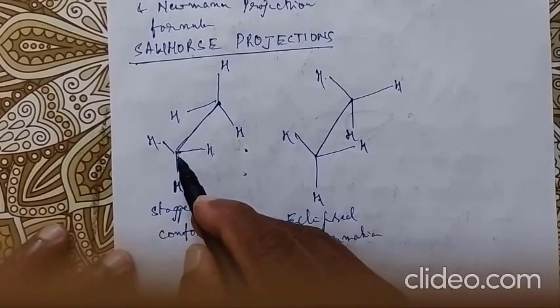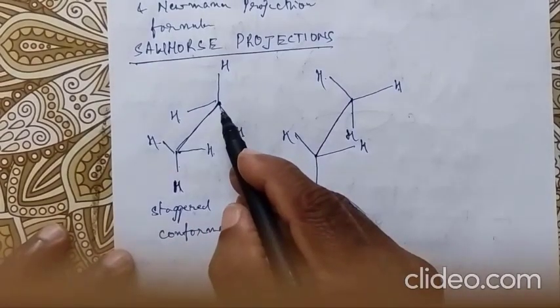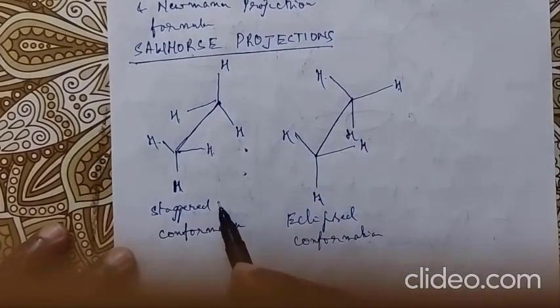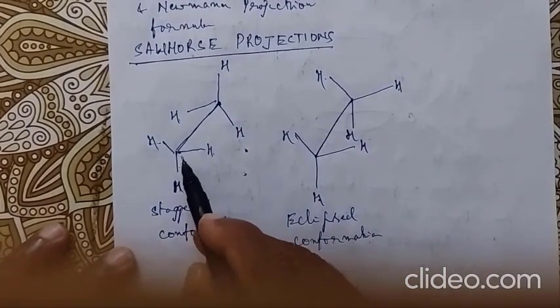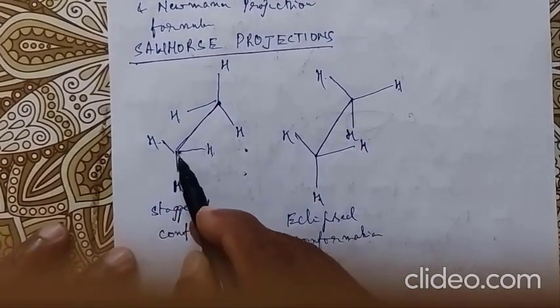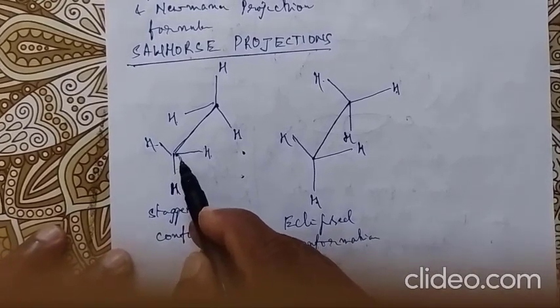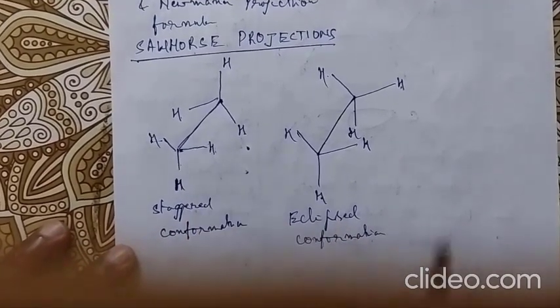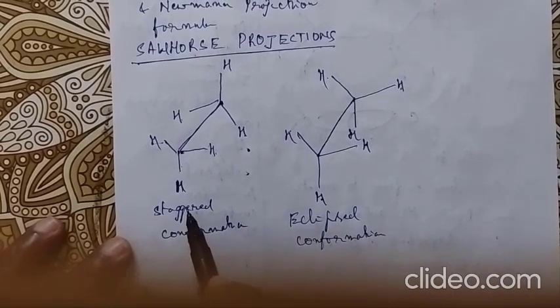So, how do we draw the Sawhorse projections? The C-C bond is shown as a straight line, of course slightly tilted, and the hydrogen atoms are shown in this manner, showing the angle between them is 120 degrees, right?